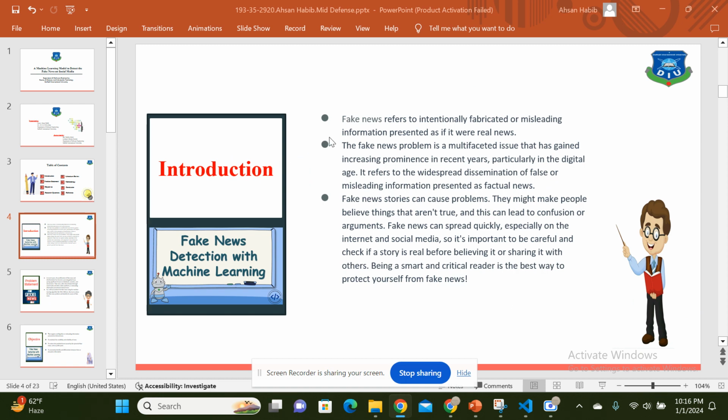At first, introduction. What is fake news? Fake news refers to misleading information that is not correct or real. The fake news problem is a multifaceted issue that has gained increasing attention in the recent world. Fake news stories can cause problems, and fake news can spread quickly, specifically on the internet and social media.